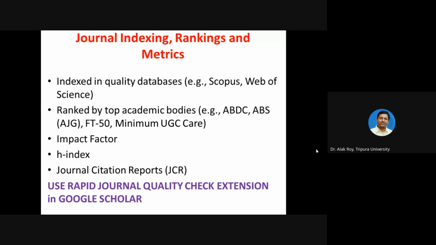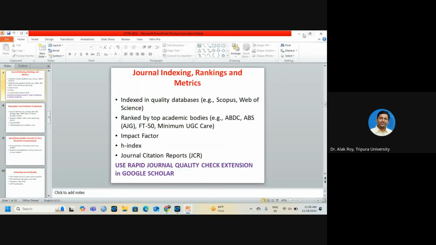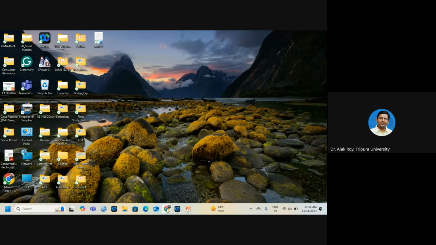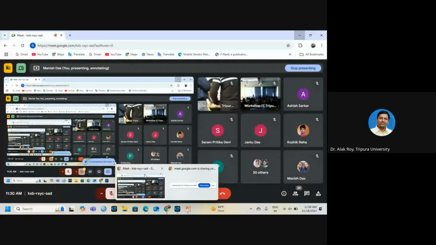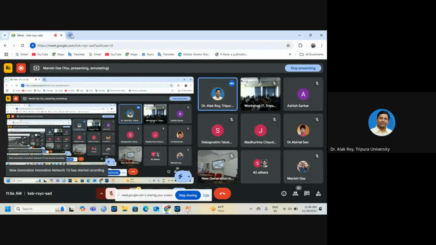And I have simply mentioned one very interesting thing here. Use the Rapid Journal Quality Check extension in Google Scholar. You know what is the beauty of this? I'm just showing this to you for your understanding, so you will be able to understand why to use this. I have already installed this Rapid Journal Quality Check because I check it every day.